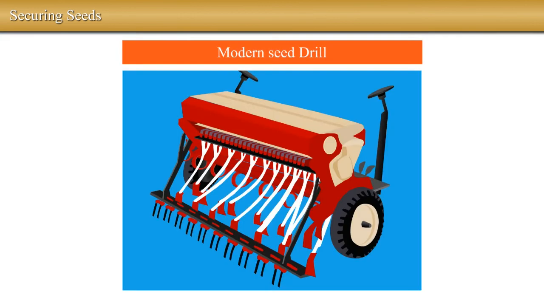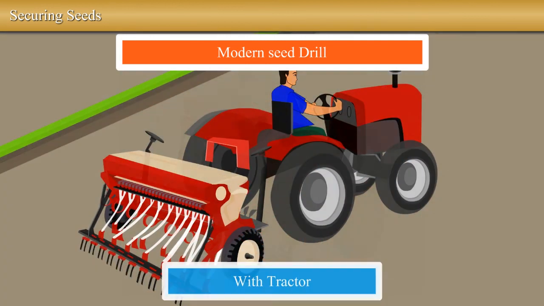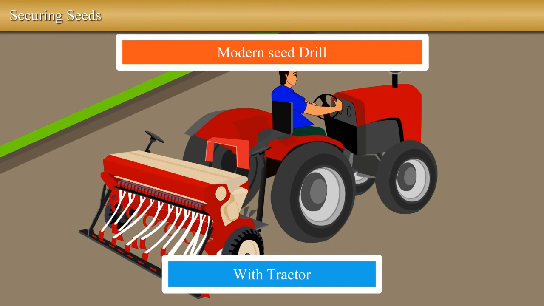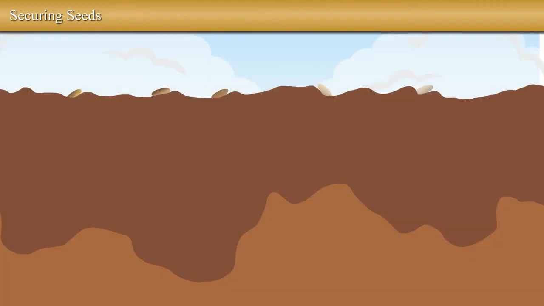Nowadays, modern seed drills are used for sowing with the help of tractors. This tool sows the seeds uniformly at proper distances and depths. It ensures that seeds get covered by the soil after sowing and thus prevents damage caused by birds. Sowing by using a seed drill saves time and labor. An appropriate distance between the seeds is important to avoid overcrowding of plants. This allows plants to get sufficient sunlight, nutrients, and water from the soil.